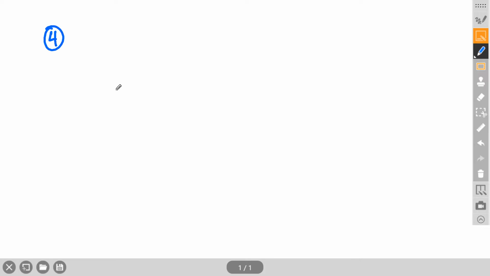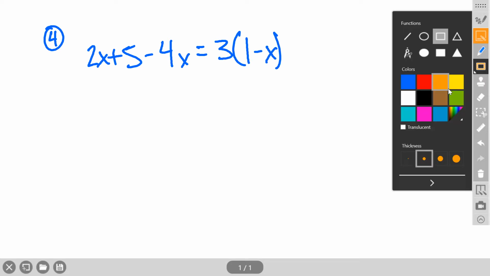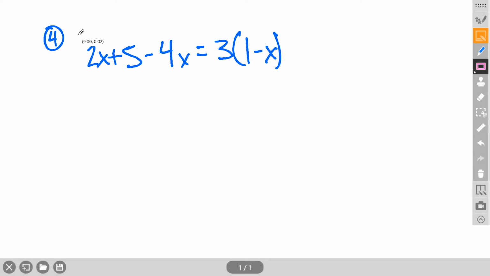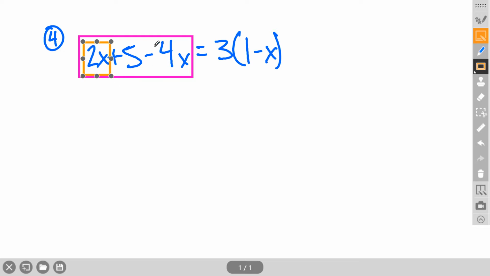Number 4, we're still solving with 2x plus 5 minus 4x equals 3 times 1 minus x. So the first thing here is to check to make sure both sides are simplified. When I look at the left side, this is clearly not simplified because I have like terms. There's no distribution, but I do have like terms. The like terms here would be the 2x and the negative 4x. When I combine those, 2 minus 4 gives me negative 2x. And then the plus 5 is the same.